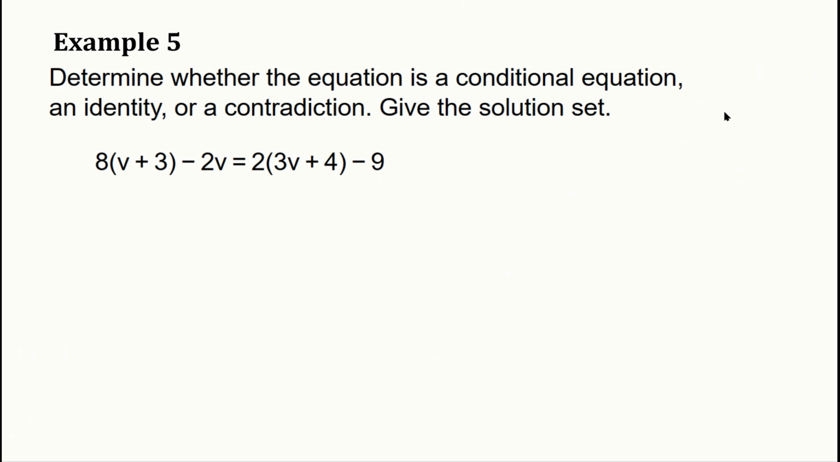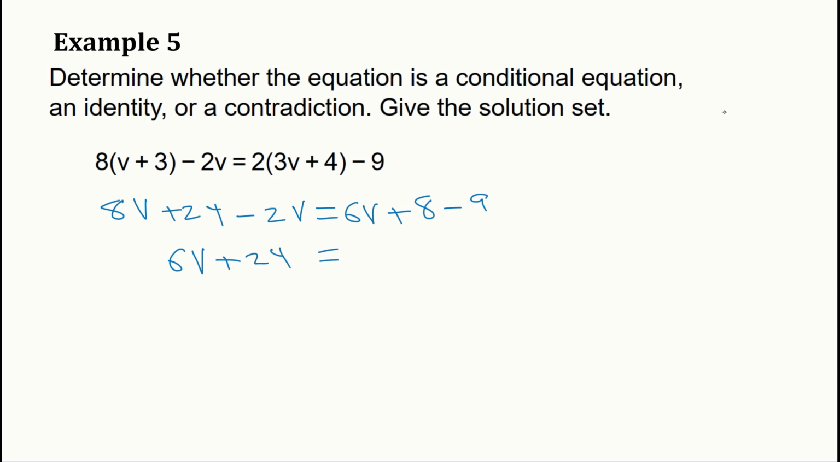Okay, so I'm sure you went ahead and distributed the 8, so we get 8v plus 24 minus 2v equals, now we're going to distribute the 2, so we get 6v plus 8, and then don't forget we have the minus 9. So on the left side we have 6v plus 24 equals 6v minus 1. Of course, here these two parts are identical, and yet these are different. So this can't be true, right? This can't be possible to solve.